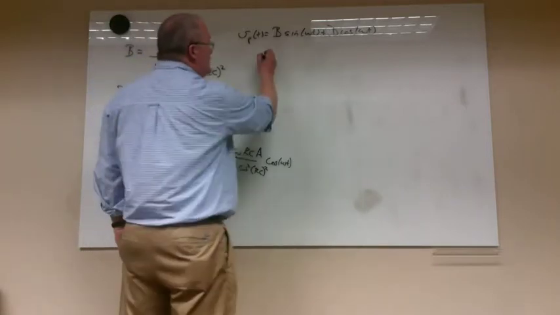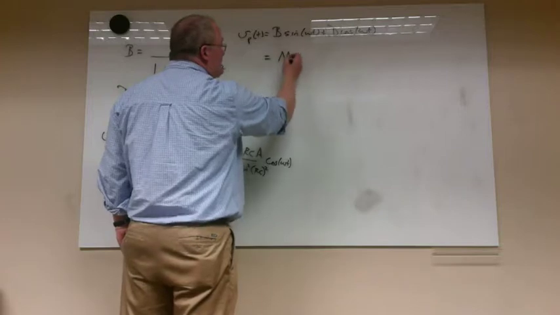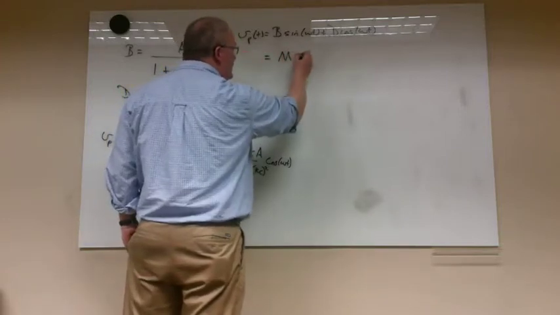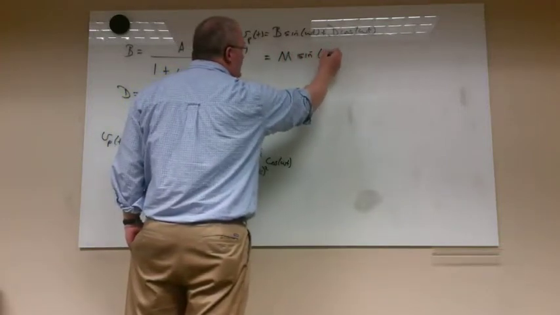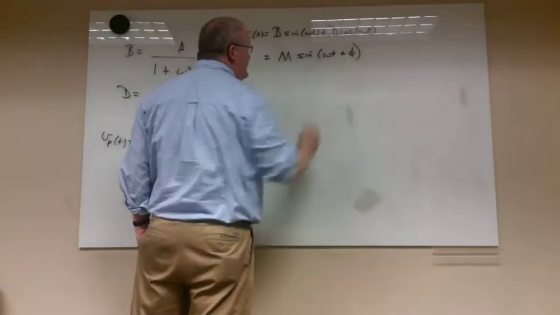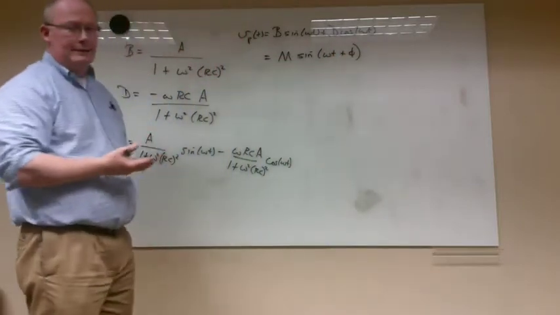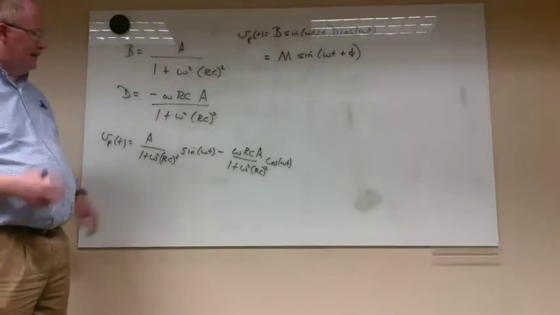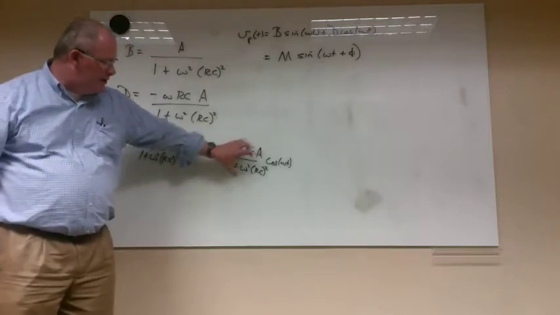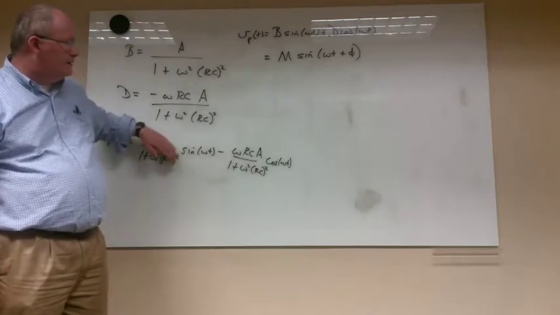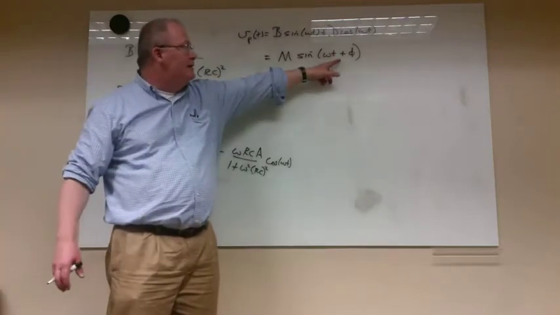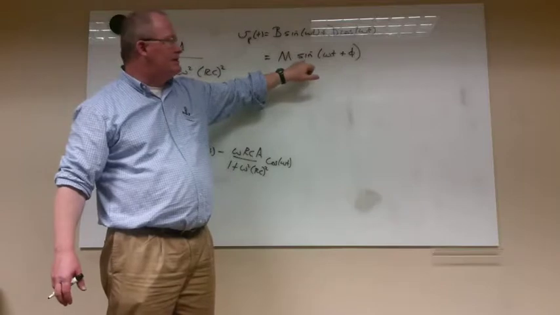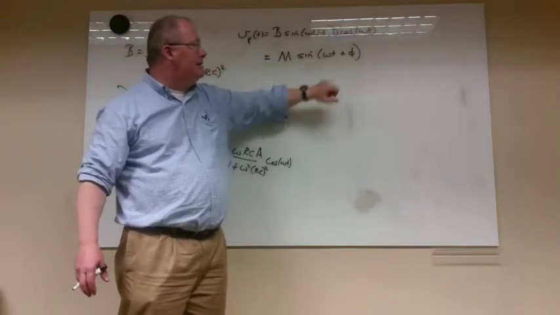We can also say it's equal to some magnitude M sine of omega t plus phi. And it really is. Now, I showed that already. At very high frequencies, when this second term dominates and this one doesn't, phi is negative 90 degrees. It's still a sine wave, but it's sine of omega t minus 90 degrees.